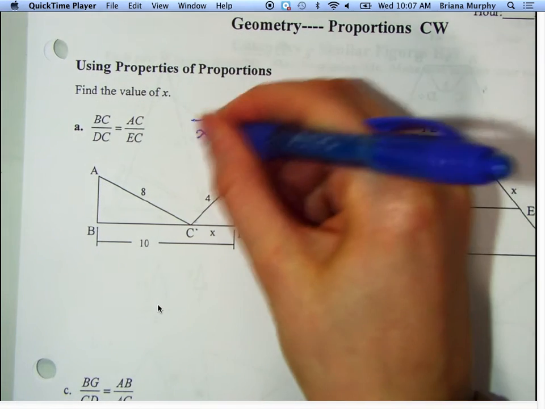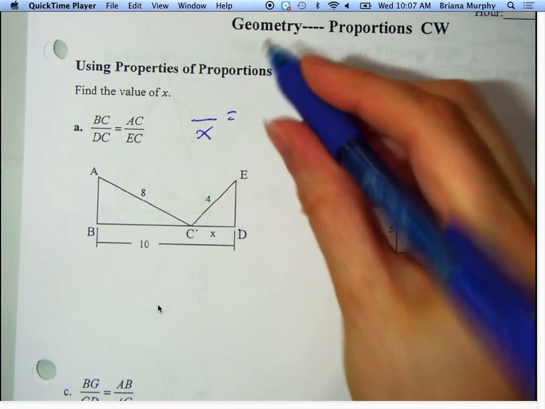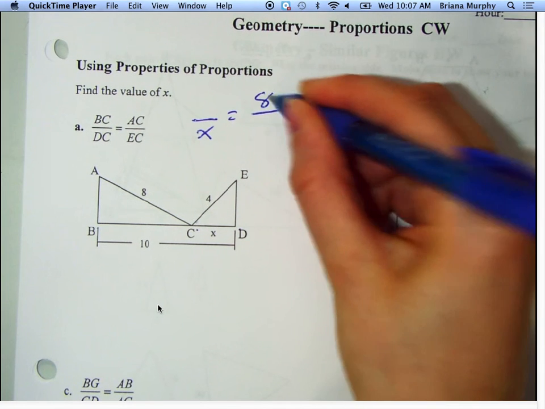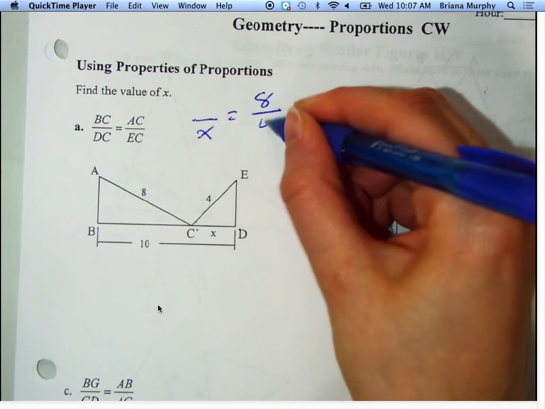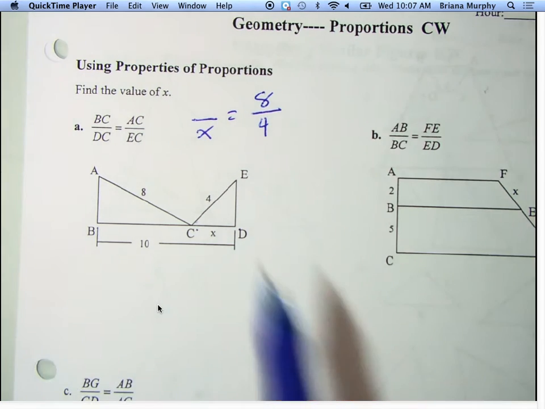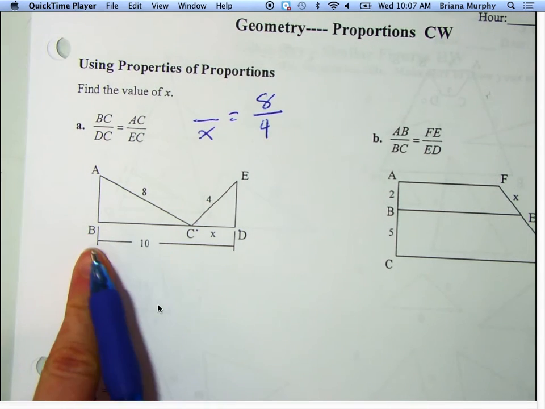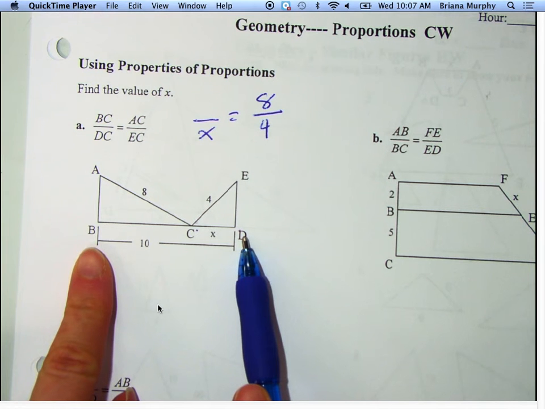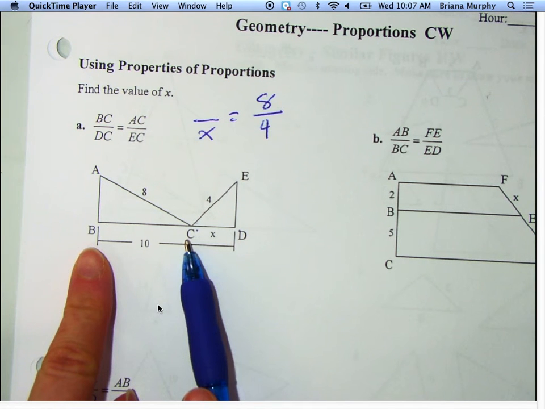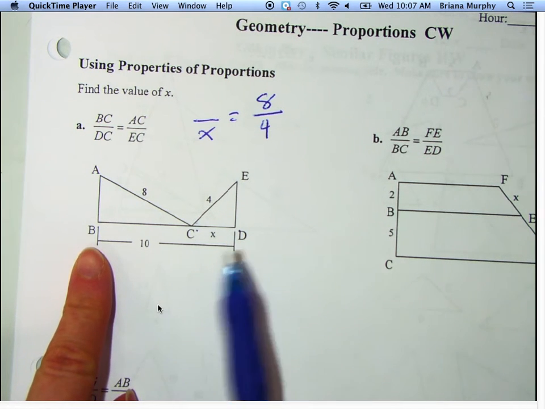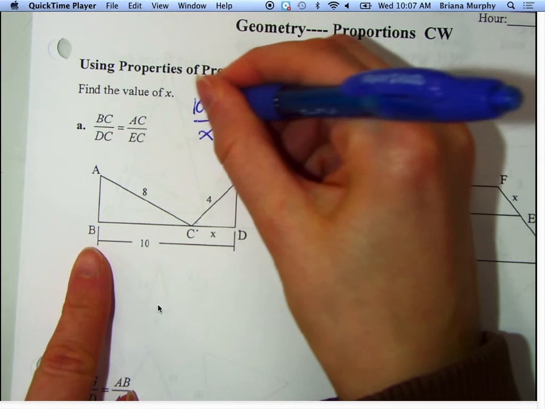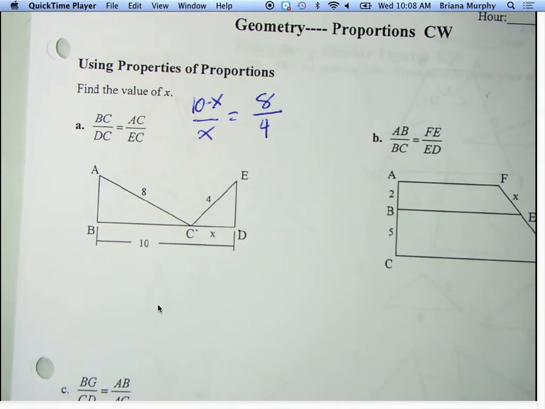X. Okay. What's AC? 8. What's EC? 4. Okay. Now let's look at BC again. I want just B to C. I know B to D is 10, but I want to go back to C. So I'm going to go 10 minus X. Good. Okay. Now I'm going to cross multiply.